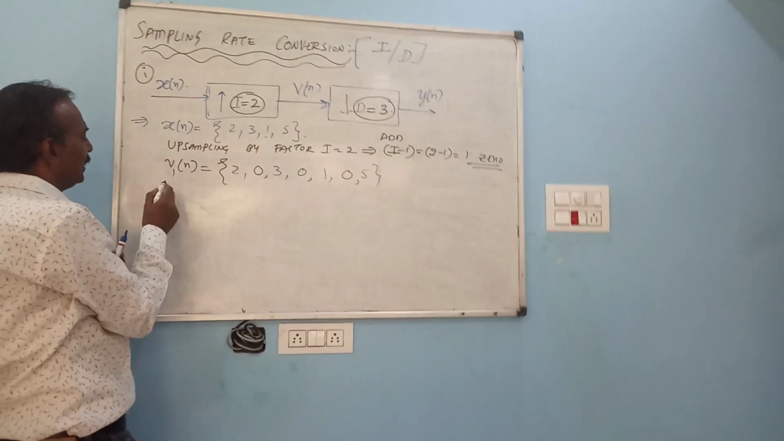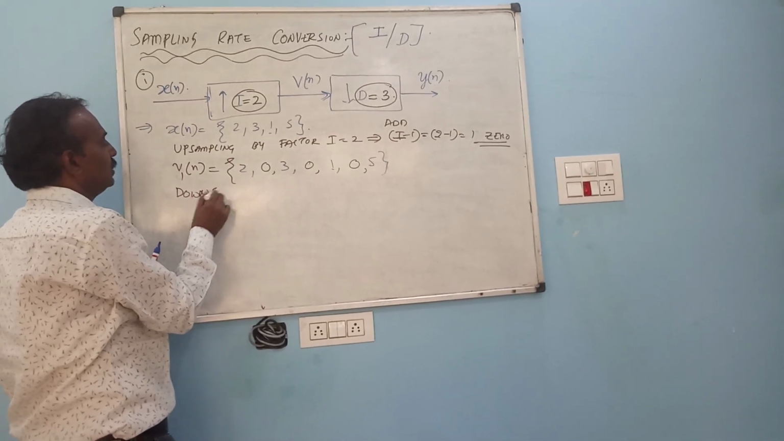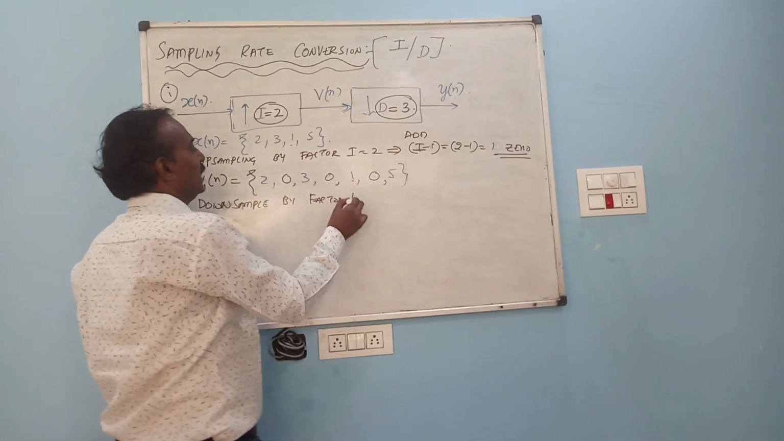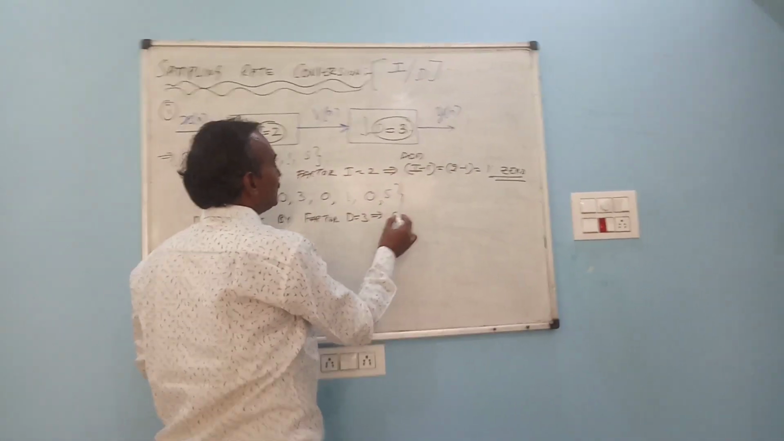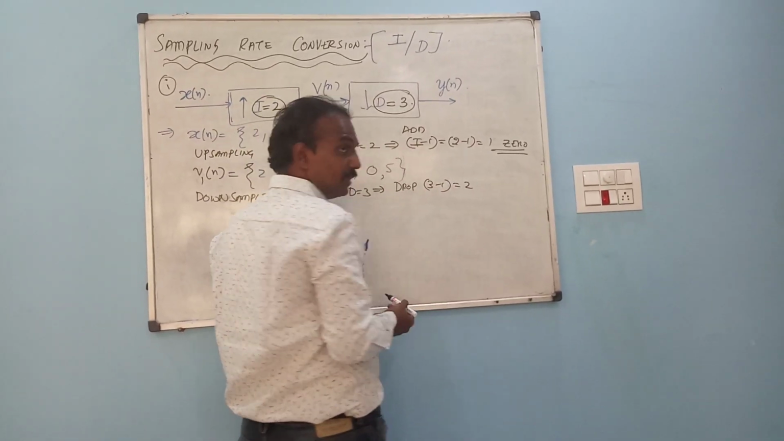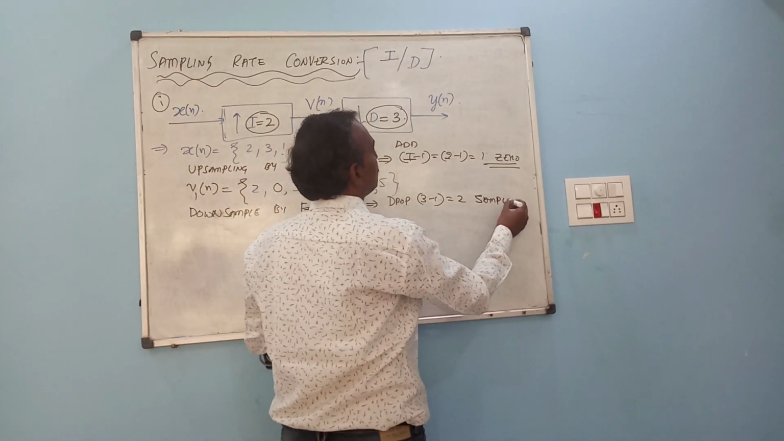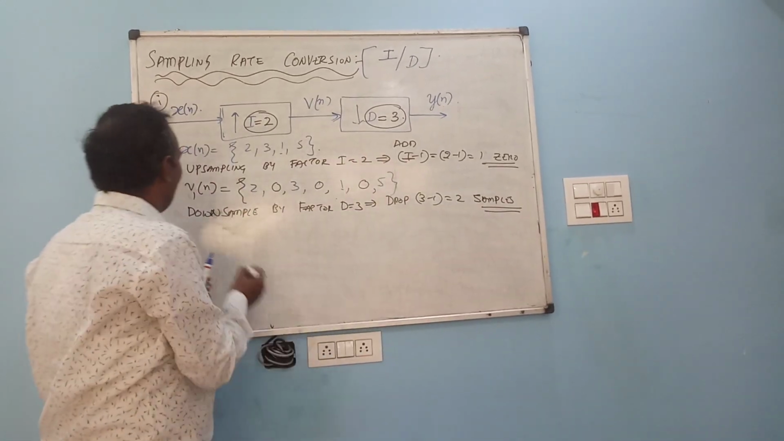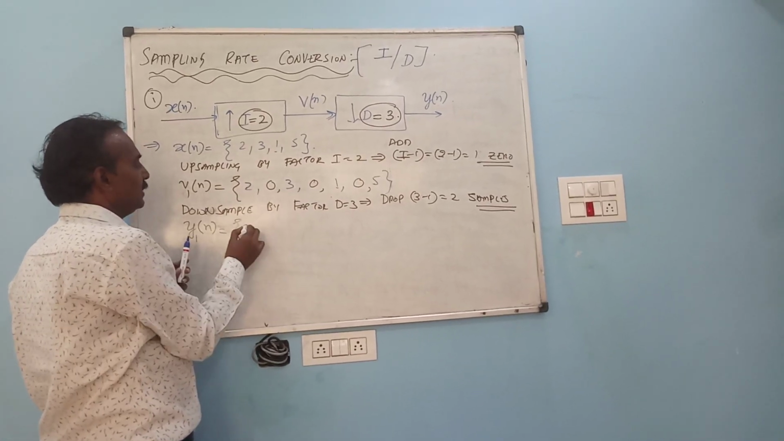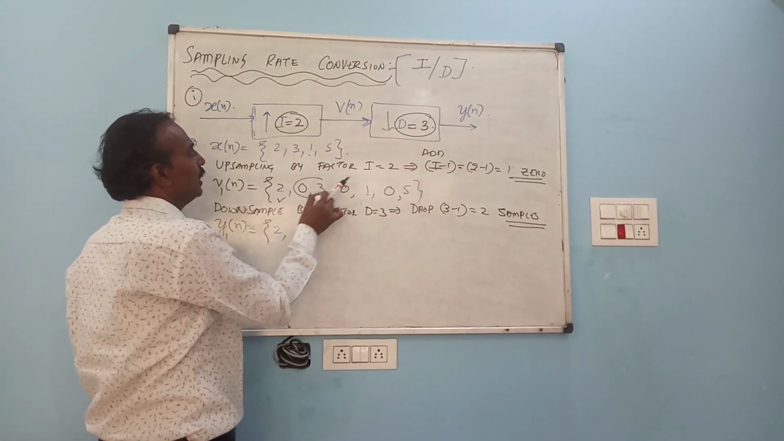Now after upsampling, I want to downsample by factor D equal to 3. This implies we drop D minus 1, that is 3 minus 1, which is 2 samples, in between. So how can I drop 2 samples? For y1 of n, the first sample I take as it is. Now I am dropping these 2 samples.